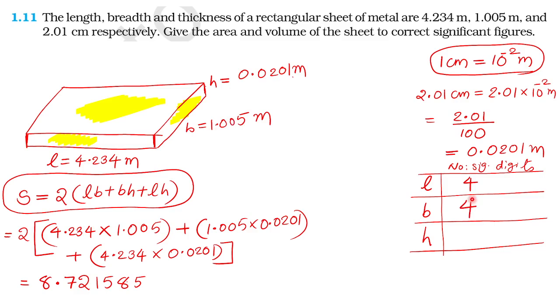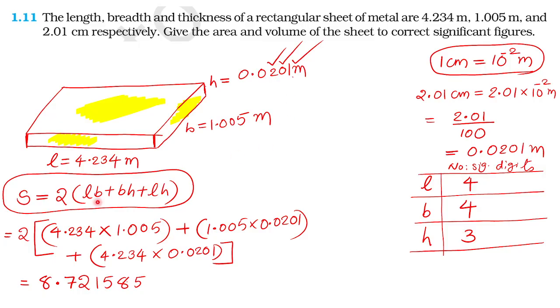And H has how many significant figures? The first 0 is not significant because it is not a middle 0, and it is not a trailing 0. This 0 is also not significant. It is not a middle 0, and it is not a trailing 0. 2 is significant. This 0 is the middle 0, so it is significant. This 2 is significant, this middle 0 is significant, this 1 is significant. H has 3 significant figures.